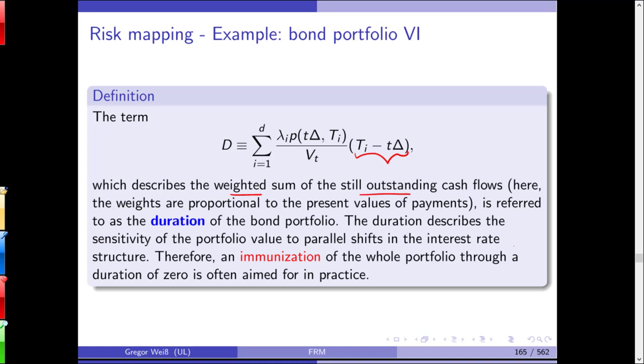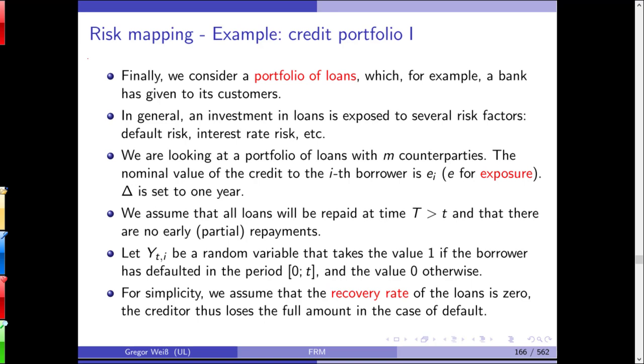Within fixed income products, the duration is an important risk measure, because it gives you the sensitivity of your bond investment to changes in the interest rate. And the last example includes a credit portfolio, but I'm already 2 minutes over my time. So do you have any questions concerning these different risk mappings?